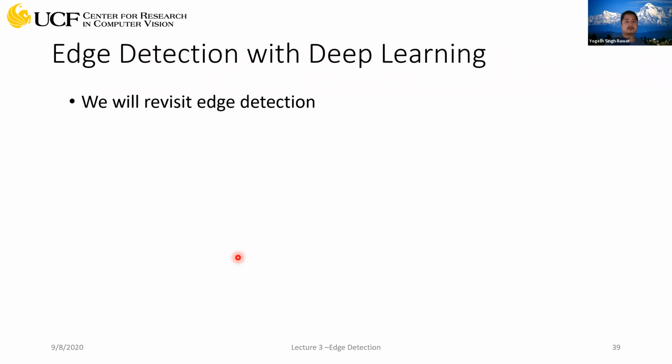All right, so that was all for edge detection. And we are going to revisit this topic of edge detection when we complete our tutorial on deep learning. Then we will study some of the methods which are based on deep learning and which can be used for edge detection in images.